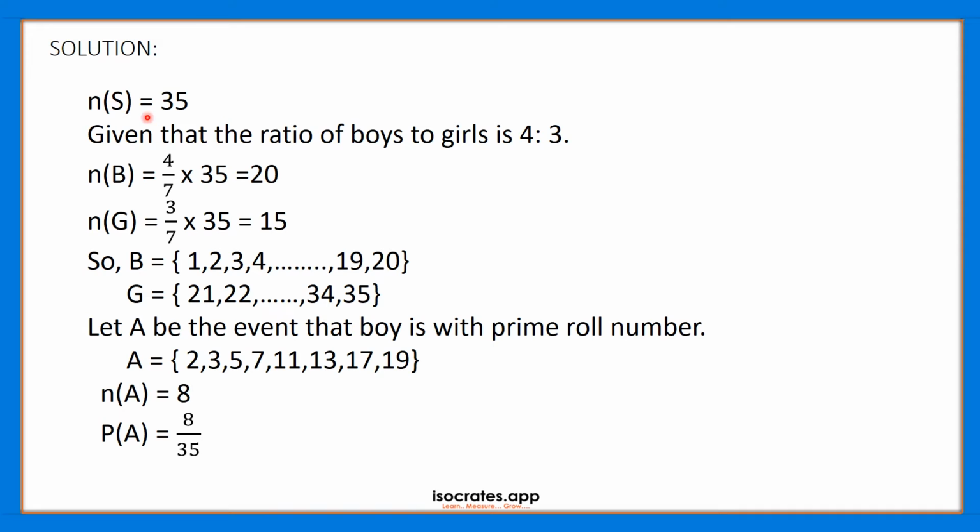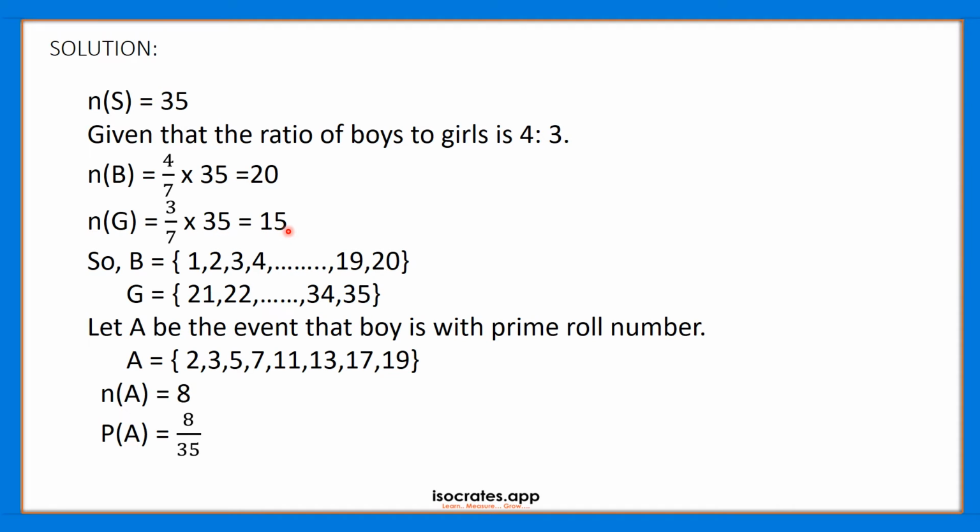n(S) is equal to 35, that is, the number of students is equal to 35. It is also given that the ratio of boys to girls is 4:3. Hence the number of boys can be found out by n(B) is equal to 4/7, where 7 is the sum of these ratios. So n(B) is equal to 4/7 into 35, which is equal to 20. And the number of girls can be found out by 3/7 into 35, which is equal to 15.